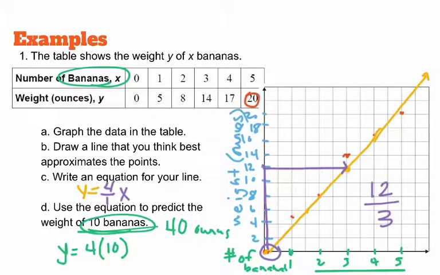Now I know this doesn't ask for this, but I kind of want to make a point. In our equation, y equals 4 over 1x, what does the slope mean? What does 4 over 1 mean? Think about it. Did you get it? 4 ounces per 1 banana. So that means on average, a banana weighs 4 ounces.